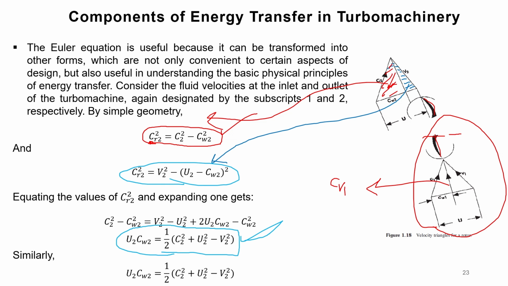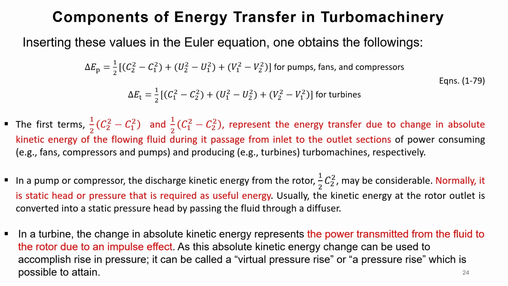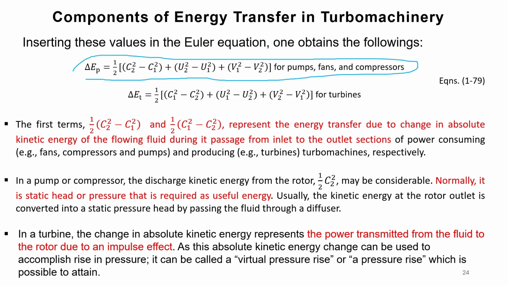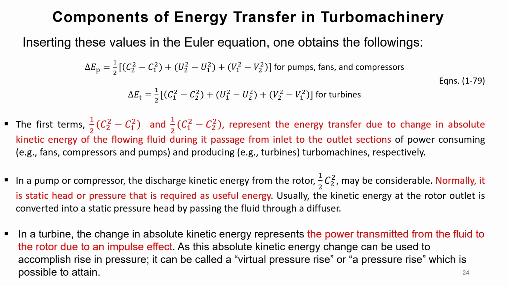So it's basically the half of c2 square plus u2 square minus v2 square, and just substitute the c square, u square, and v square in the Euler equation for a pump, and you will get this. And if you do the same for turbine, you'll get this guy. Now this is very important because these are different components, though they are all representing the energy transfer, they are different components, and everyone has its own meaning.